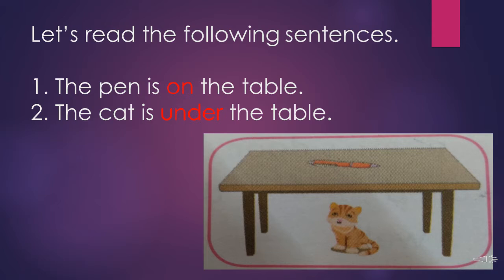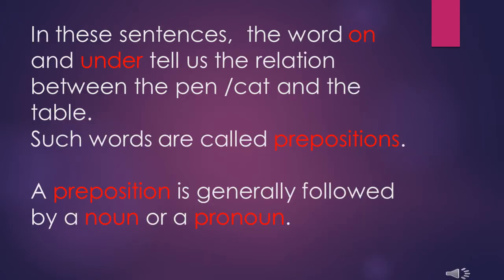You can look at this picture. The pen is on the table. The pen is kept on the table. Sentence number 2 is the cat is under the table. So here in this picture you can see the pen is on the table and the cat is under the table. Now students, in these sentences the pen is on the table and in the next sentence the cat is under the table.